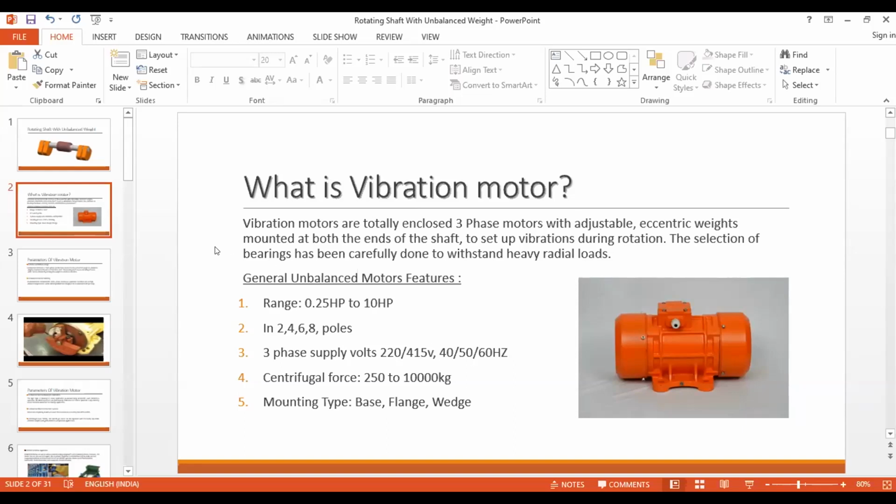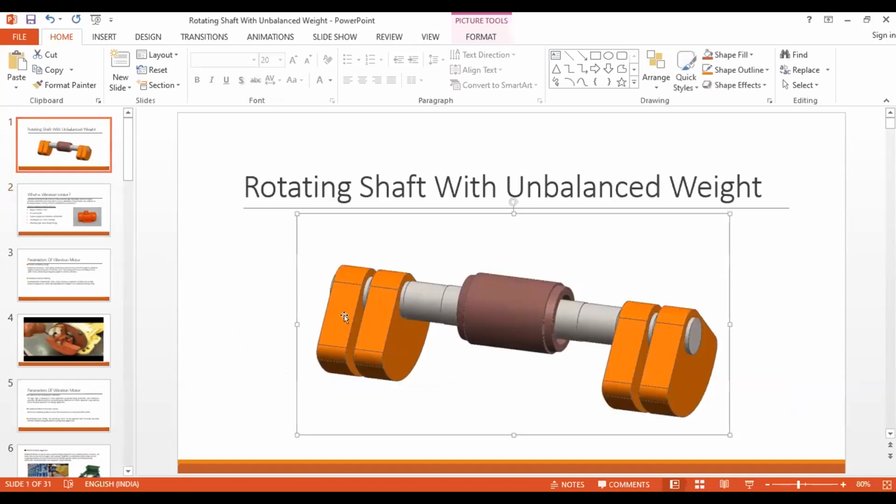Vibration motors are totally enclosed three-phase motors with adjustable eccentric weights mounted at both ends of the shaft to set up vibration during rotation. So what do you mean by that? That is, eccentric weights mounted at both ends of the shaft. In the previous slide, you can see the orange components are the eccentric weights, that is, unbalanced weight, the brown component is the rotor, and the gray component is the shaft.